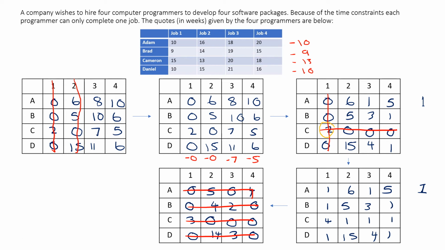Now we can move on to drawing a bipartite graph and working out which programmer is going to do which task. All right, so on the left we had 4 programmers. We had A, B, C, D, Adam, Brad, Cameron, and Daniel. And we had just the 4 jobs, which we've just labeled as 1, 2, 3, 4.